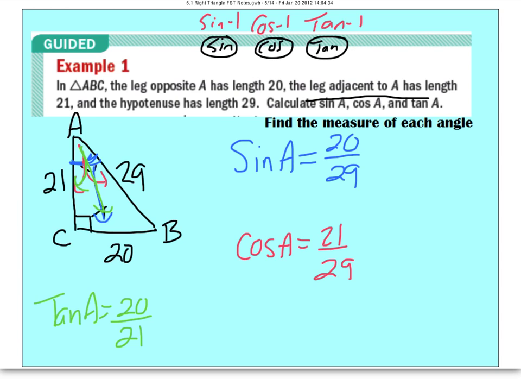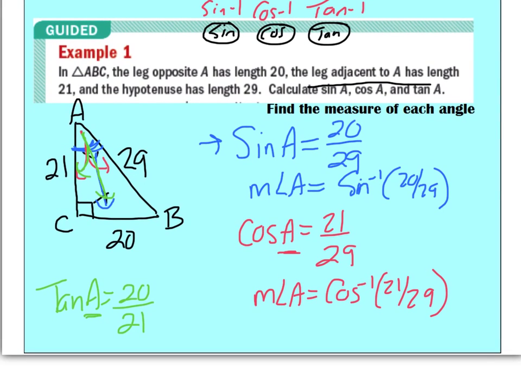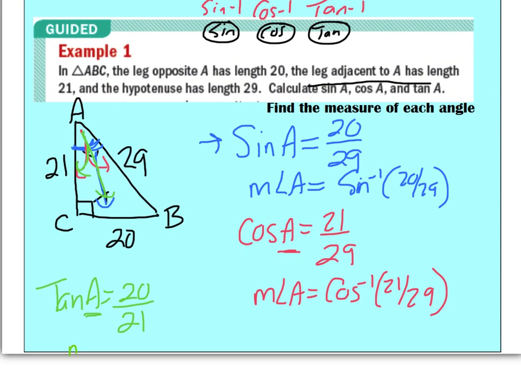So for sine, the measurement of angle A is going to be equal to the sine -1 button of 20 over 29. For cosine, how do you get A out of the word cosine? Well, the measurement of angle A is going to be the cosine -1 button of 21 out of 29. And lastly, how do you get the A out of the word tangent? You're going to do the same thing: the measurement of angle A is going to be the tan -1 button of 20 out of 21.